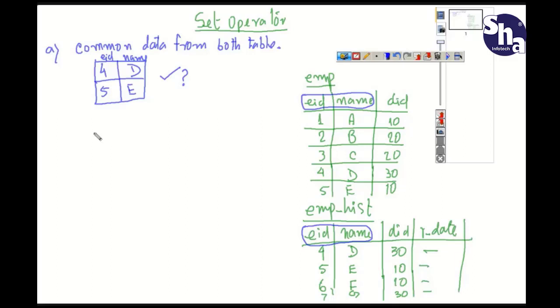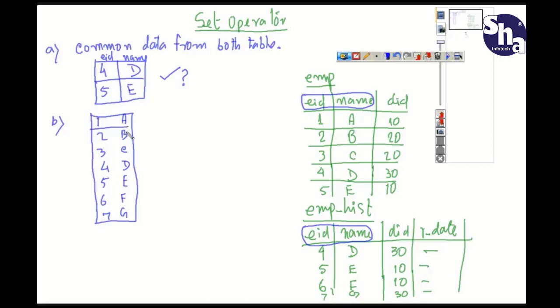Now, second scenario, point B. What we want is whichever is common in both tables, along with whichever is extra in both tables. It means we want output like this: ID and name, 1A, 2B, 3C, 4D, 5E, then 6F and 7G. See the output and compare both tables. Whichever is common is coming one time, whichever is extra in the first is showing, and whichever is extra in the second is showing.